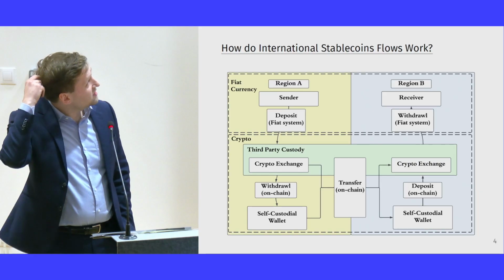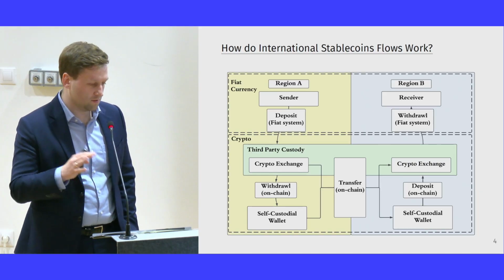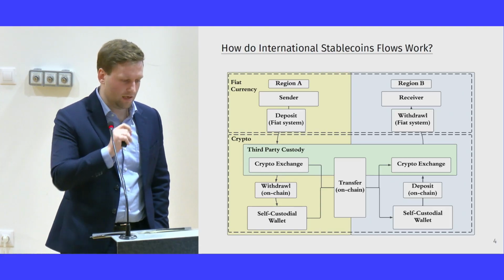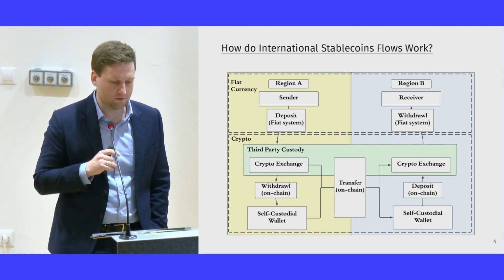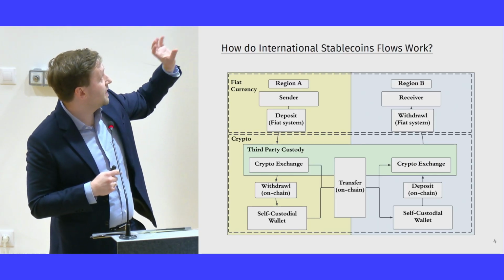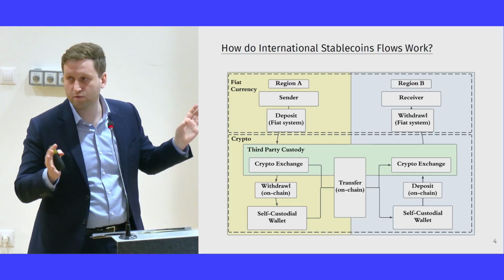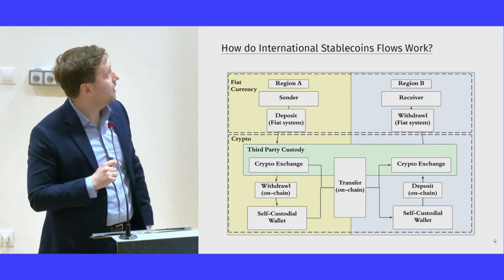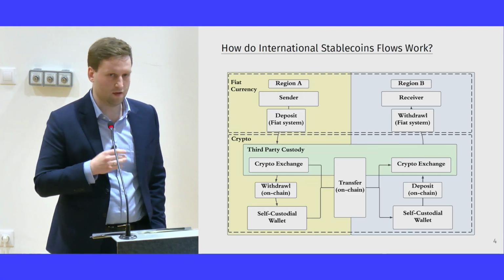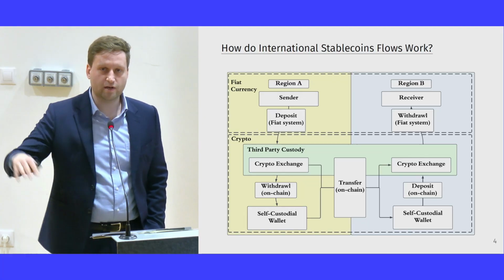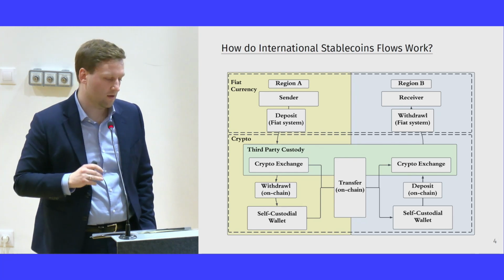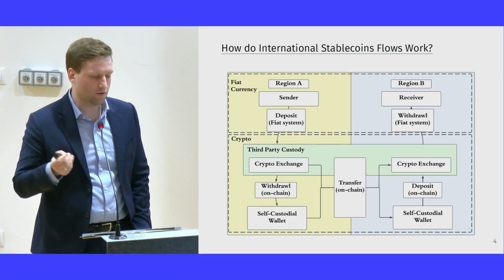Maybe very briefly, how does an international stablecoin flow work? Suppose you have the yellow region, region A, and the blue region, region B, and the yellow region has a sender who wants to send money to a receiver in the blue region. Typically, the first thing you do is take fiat money and deposit it into a crypto exchange, something like Binance. From this exchange there are a couple of different options. For example, you're on Binance, your friend is on Coinbase, you send it from Binance to Coinbase, and then that person withdraws from Coinbase into fiat. You could also go through a self-custodial wallet or not.